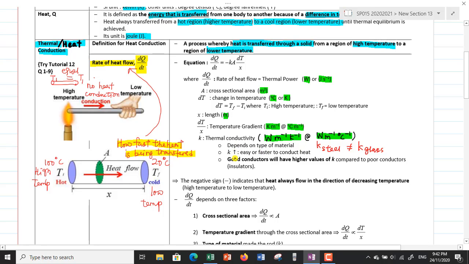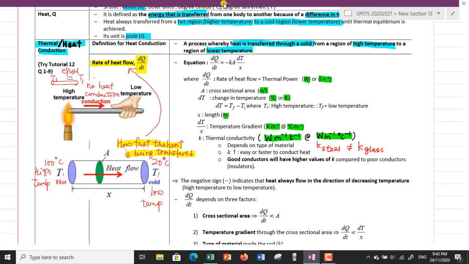If the value of K is large, it means it will be easier and faster to conduct the heat. So normally a good conductor will have a higher value of K compared to a poor conductor, or we call it an insulator. An insulator will have a very small value of K, and a good conductor will have a very high value of K.